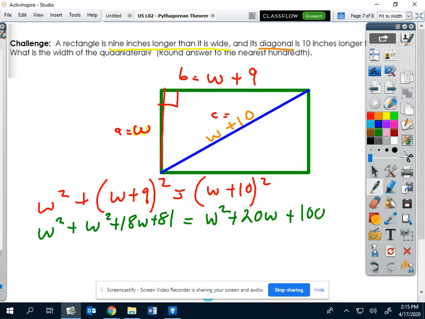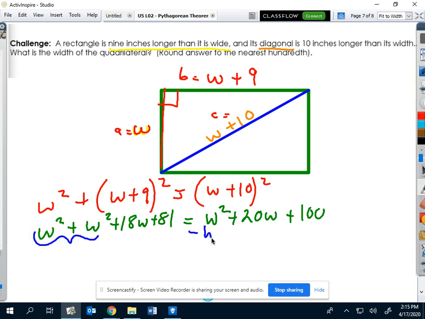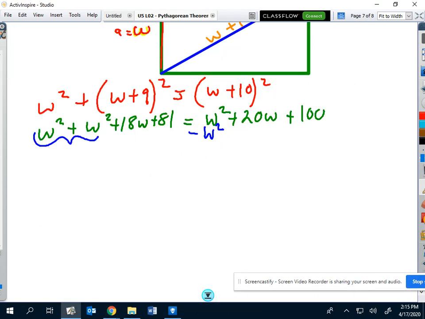We need to combine some like terms and get the entire thing equal to 0. That's the only way we're going to be able to solve here. So if we combine these two like terms, but also subtract this W squared over, we're going to be left with 2W squared minus a W squared is just a W squared, right? Subtract this 20W over from him, so we're left with negative 2W, and subtract this 100 over from him, okay?